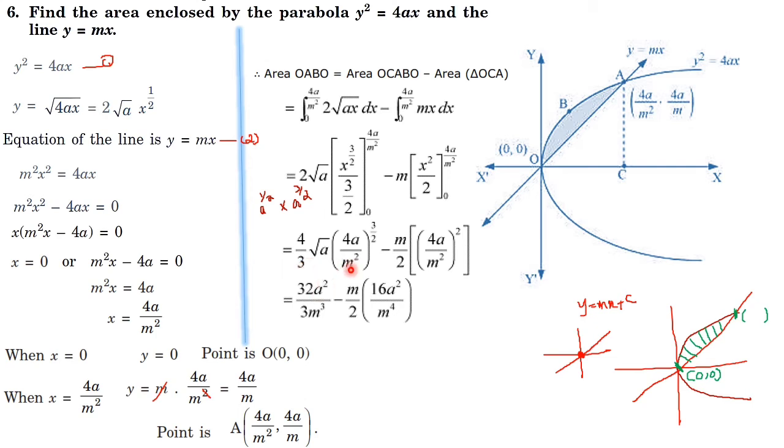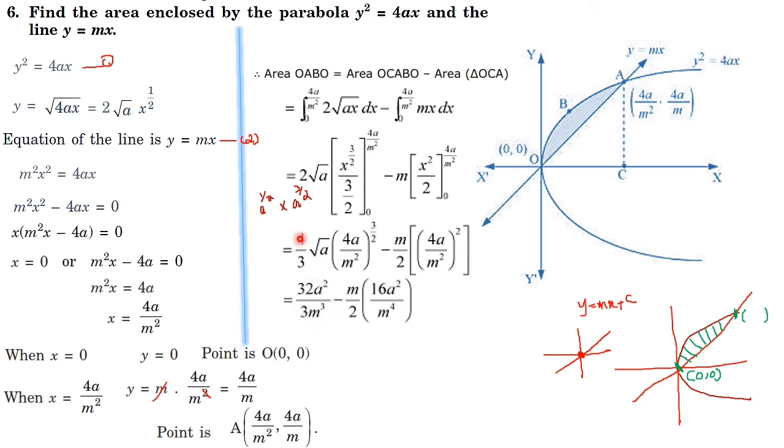Here also same thing. m square the whole power 3 by 2 means square, and this denominator 2 will be cancelled. m cube will be coming. Minus here m by 2 into 4 square is 16, a square divided by m power 4. Okay, here only calculation, a little bit of work is there, that you keep in mind.